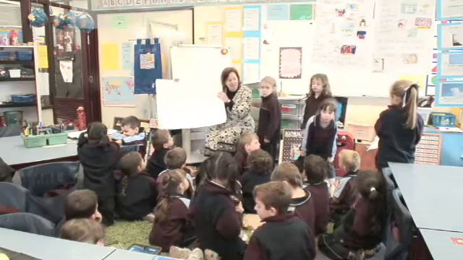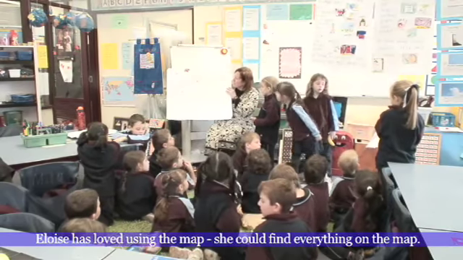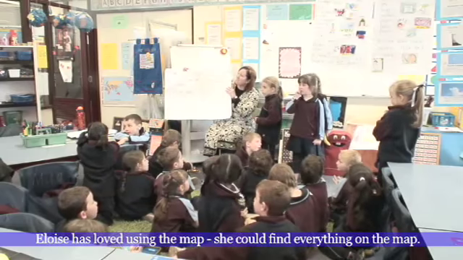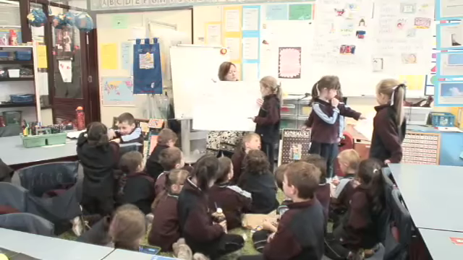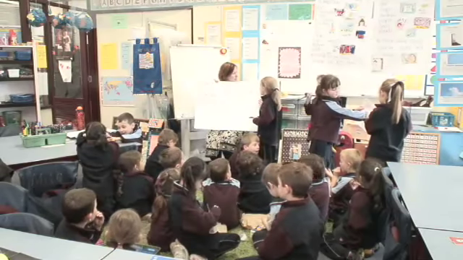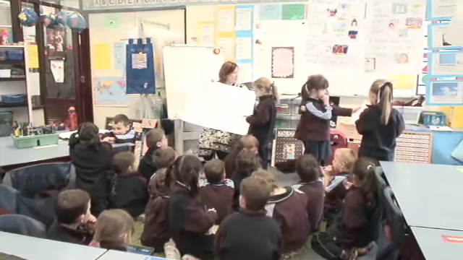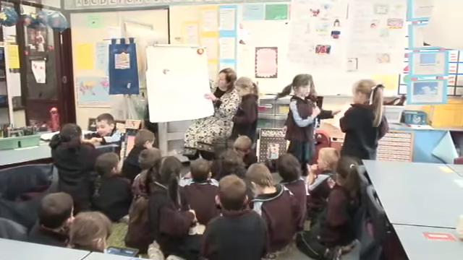Yes. Eloise has loved using the map. She can find everything on the map. So Cindy was the same way. And then we turned left and we opened the door to the preschool. Was that easy? Did that get us there? Because Georgie hadn't been in the preschool, had you? So this was a new experience for Georgie.